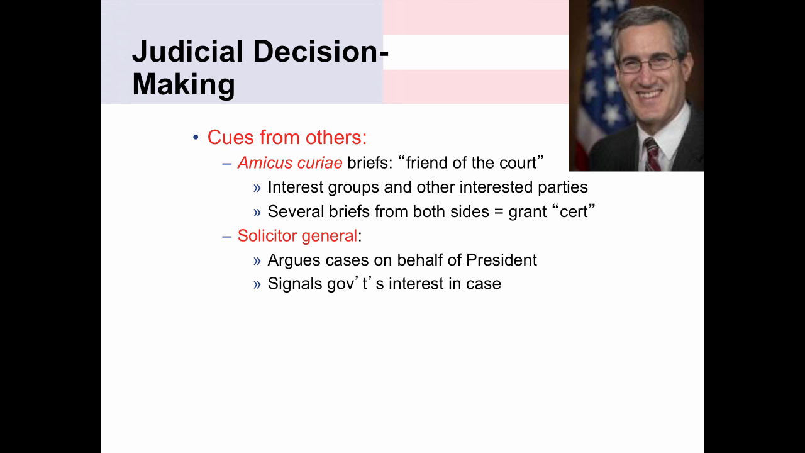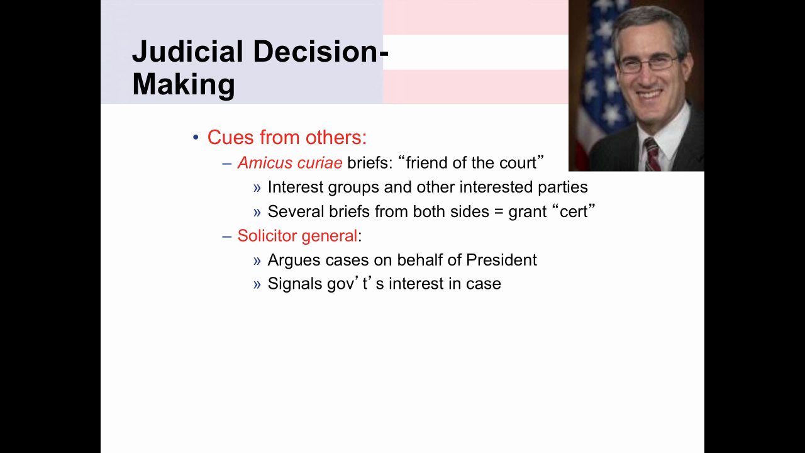And so you can think about which cases that come before the Supreme Court are most likely to be heard and which ones are least likely to be heard. The ones that are most likely to be heard are ones in which, first, there's a split in the appeals court. Second, a lot of interest groups are filing amicus curiae briefs, especially for both sides of the issue. And third, the Solicitor General gets involved. When those three things happen, the Supreme Court almost always takes the cases.